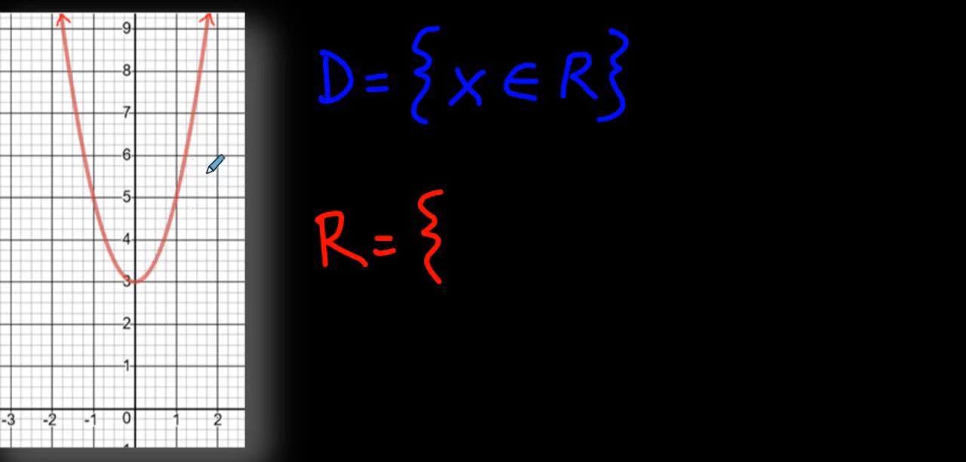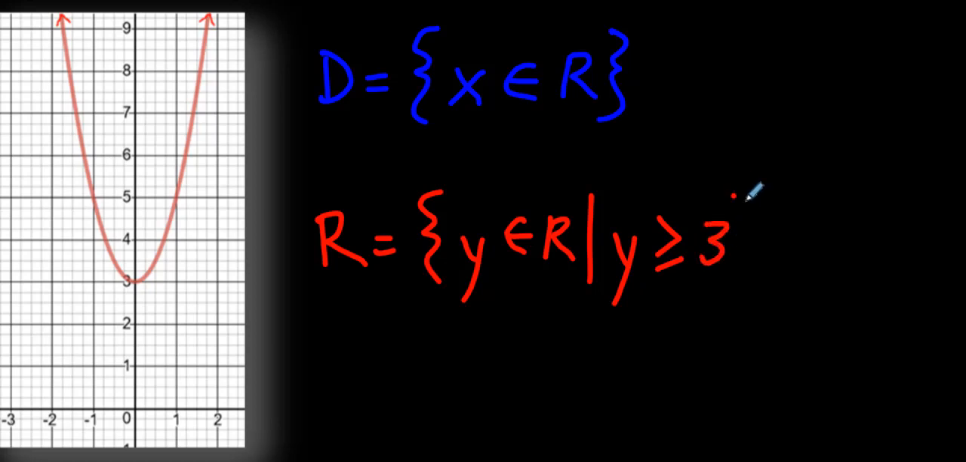So, how do we show that using this notation? Well, the notation always starts with saying y is an element of the reals. However, there's a line there, okay? Y is an element of the reals. However, there's some restrictions we're going to put on this. We're going to say that y has to be greater than or equal to 3.